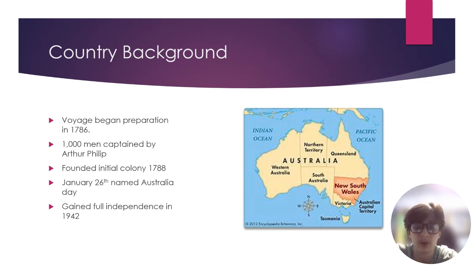The initial voyage to Australia began as preparation in 1786. The British government hired Arthur Phillip. He was the captain of the ship HMS Sirius. His task was to set out and establish an agricultural work camp in Australia for British convicts.